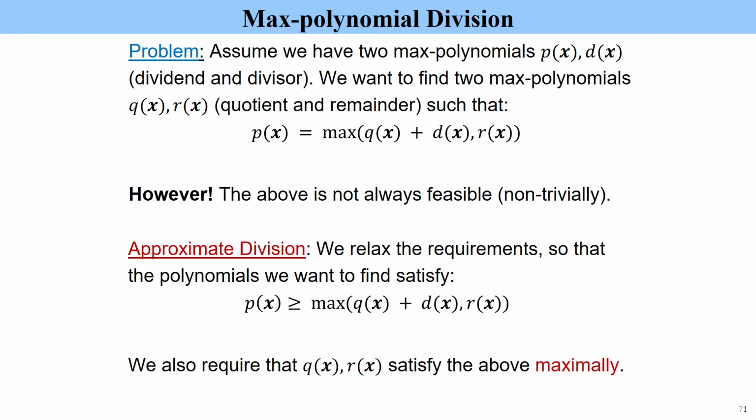Okay, but the above is not always feasible in a non-trivial way. So the approximate division we have come up with is the following. We impose this inequality that the result of this division should be below p(x), but in the largest possible way. So we demand that the quotient and the remainder polynomials to be found satisfy the above inequality maximally.